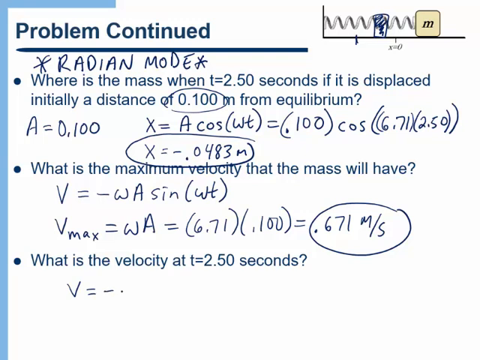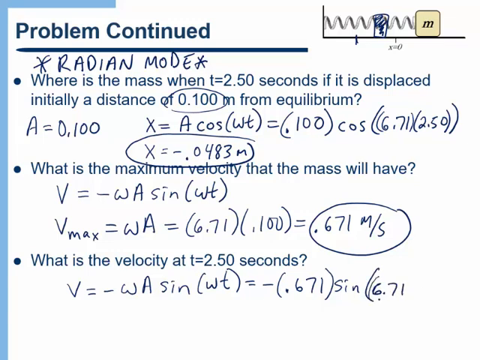V is equal to negative omega A sine omega t. So we can go ahead and plug in those values. Omega A we've calculated to be 0.671 times the sine of 6.71 for omega times, again, the 2.5 seconds. And what you should end up with is that v is 0.588 meters per second.